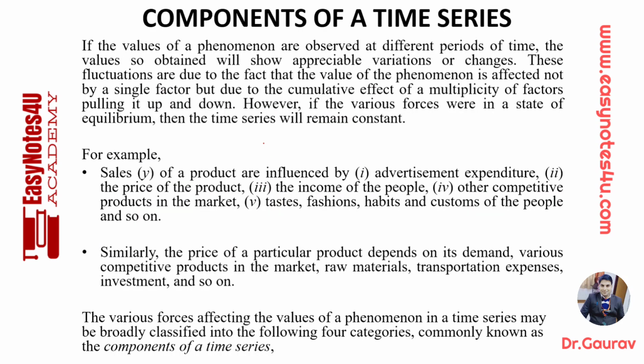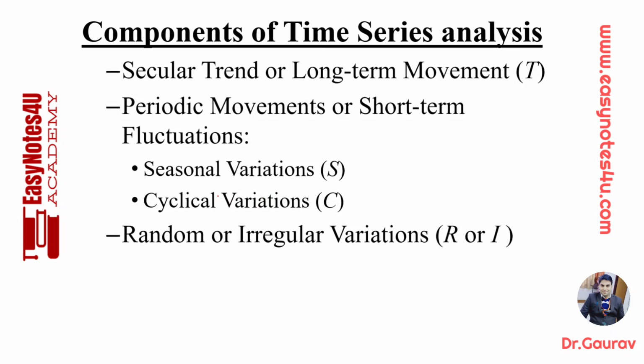So what are the components? I already told you what the various components are. The components of time series are: secular trend, which is denoted by T. Then there are periodical movements, which can be short term or long term. Short term fluctuations are the seasonal variation and the cyclical, denoted with S and C. And random or irregular variation, which is denoted with I or R. So these are the components of time series analysis.